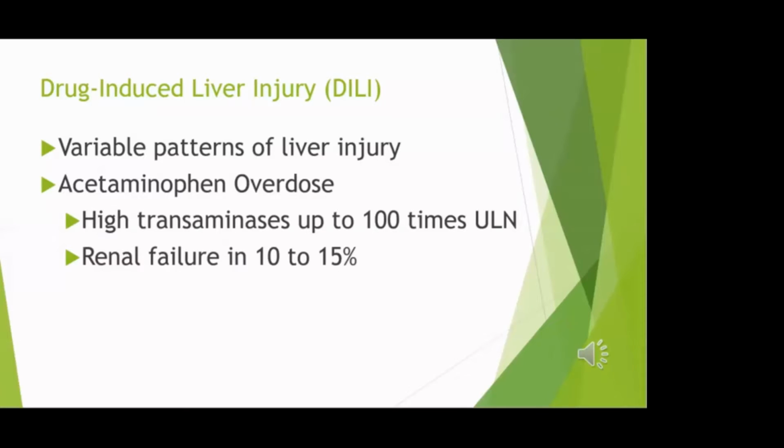So acetaminophen overdose, for example, usually has high transaminases up to 100 times the upper limit of normal and would lead to renal failure in 10 to 15%.